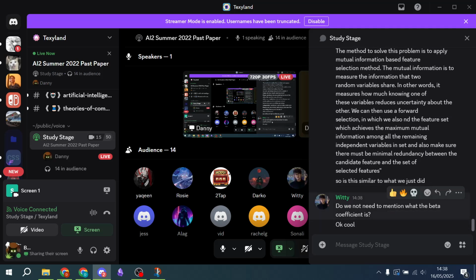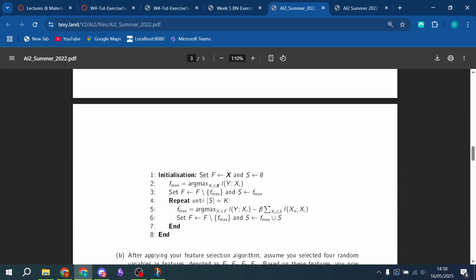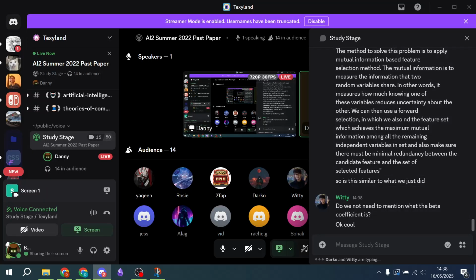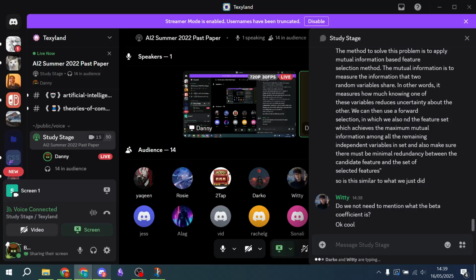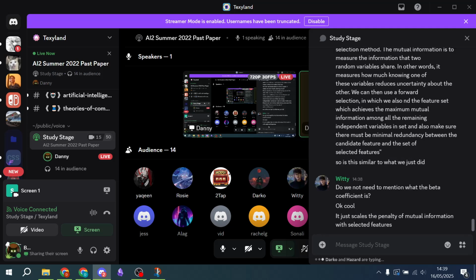Oh, the beta... I don't really know what it is, I'm going to be honest. I think it's some sort of learning rate, because it multiplies the amount that we don't want our feature to be similar to the existing features. But I can't think what else it could be. And I don't know if we have to talk about it. I'll have a look in the mark scheme.